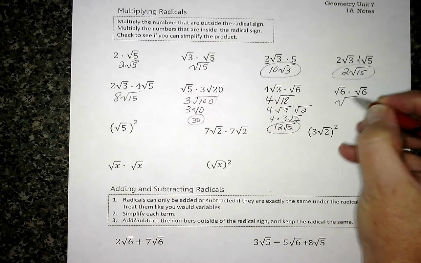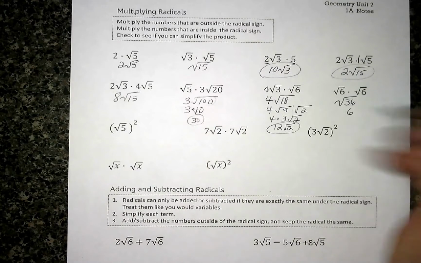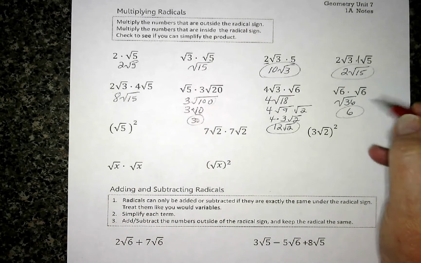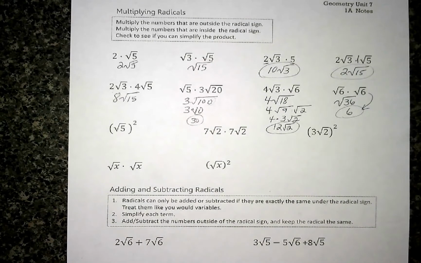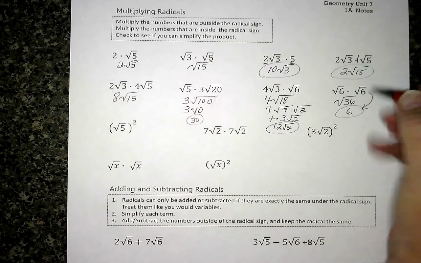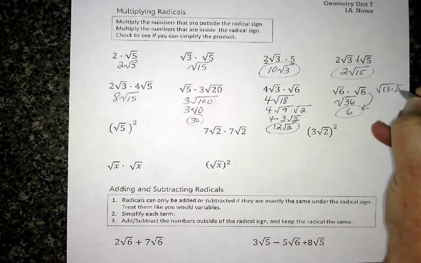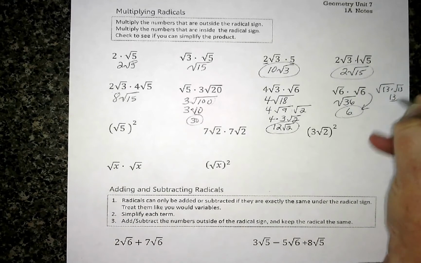Square root of 6 times square root of 6 is square root of 36, which is 6. Now you'll see that there's kind of a pattern there. Square root of 6 times square root of 6. In other words, the square root times itself will become that number. So for example, square root of 13 times the square root of 13 is going to equal just a plain old 13.